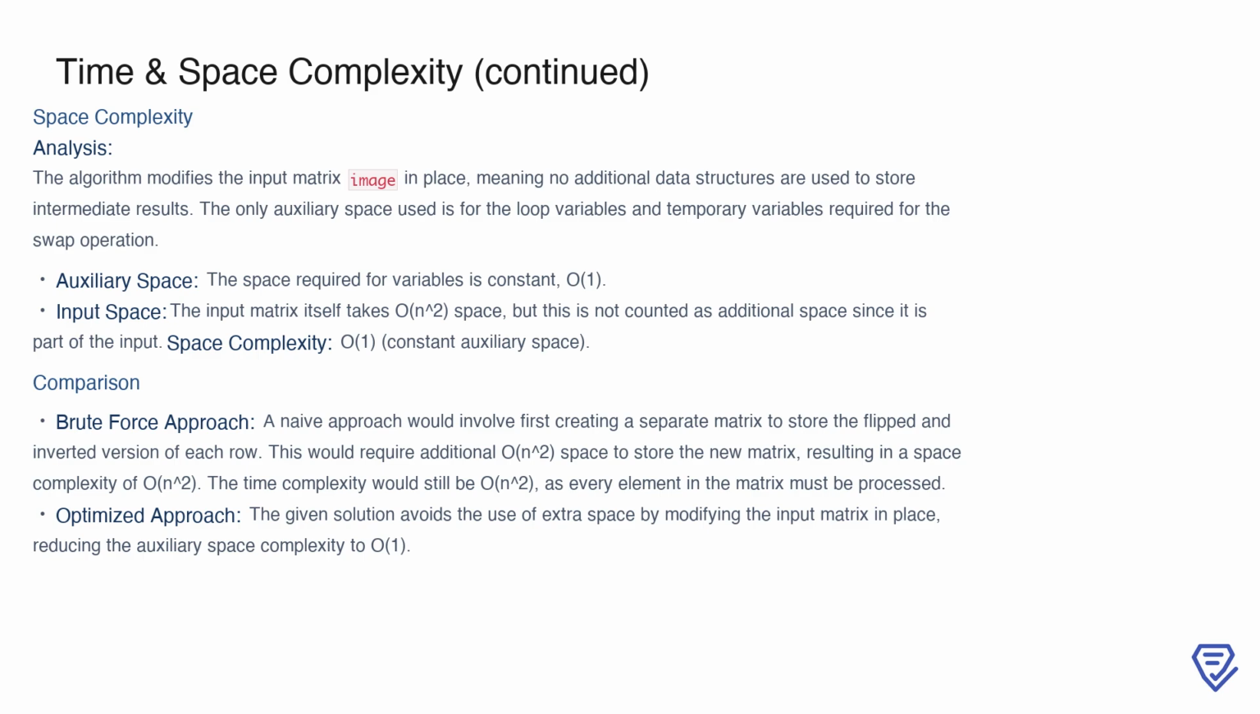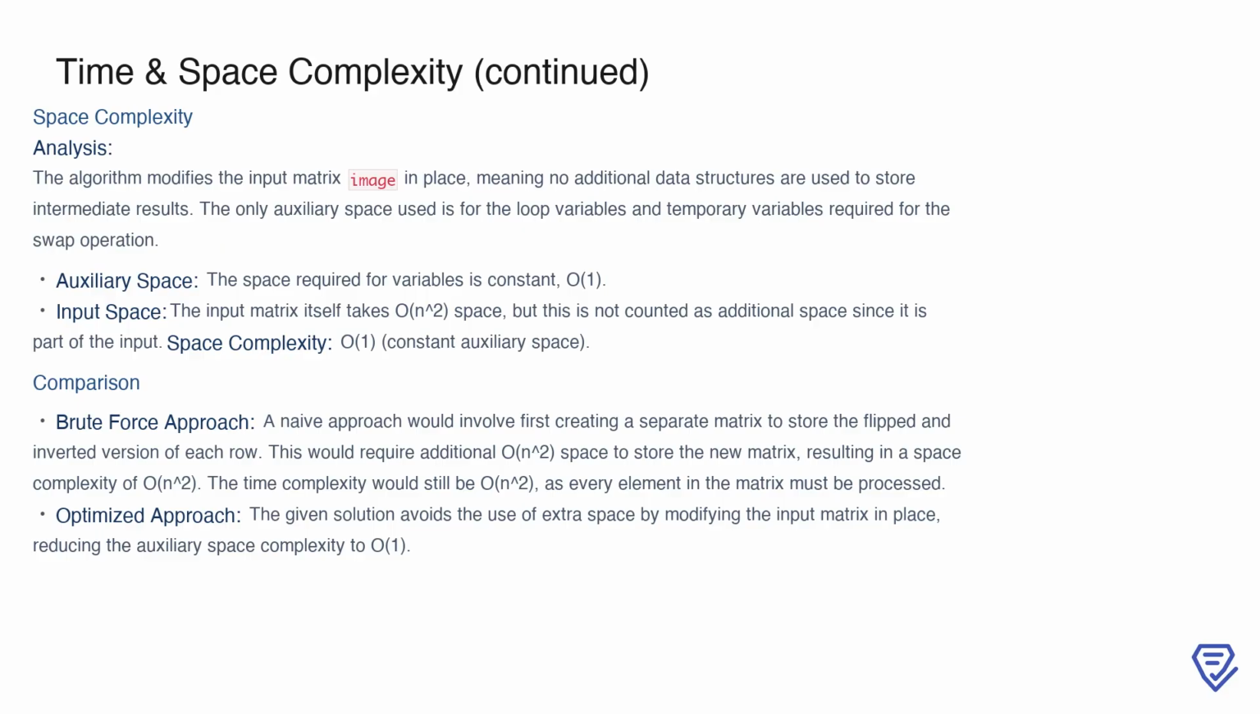While the input matrix itself requires O(n squared) space, this is not considered additional space since it is part of the input. If we compare this to a brute force approach, which might involve creating a separate matrix to store the transformed values, that would require an additional O(n squared) space for the new matrix. By avoiding this extra storage, the optimized approach reduces the auxiliary space complexity to O(1).